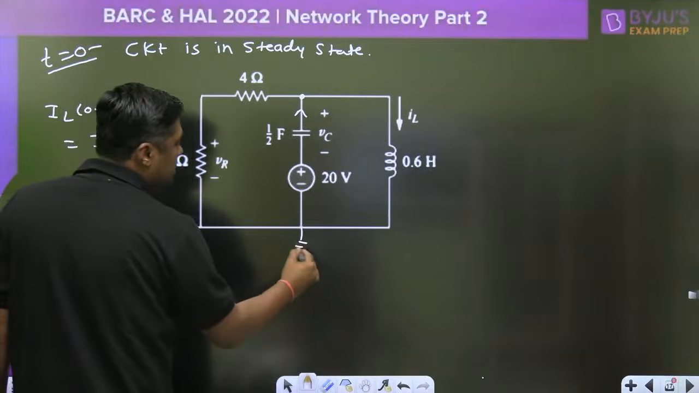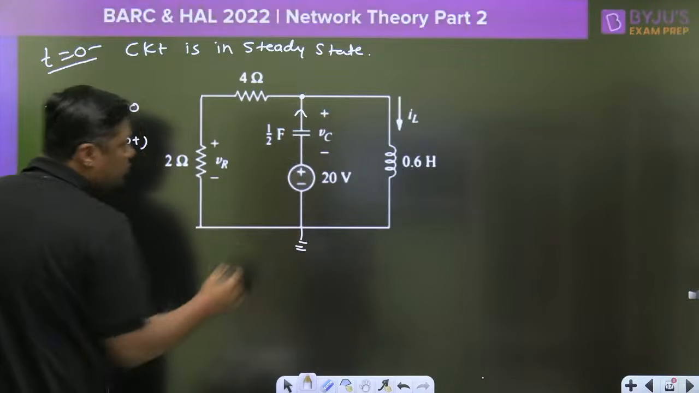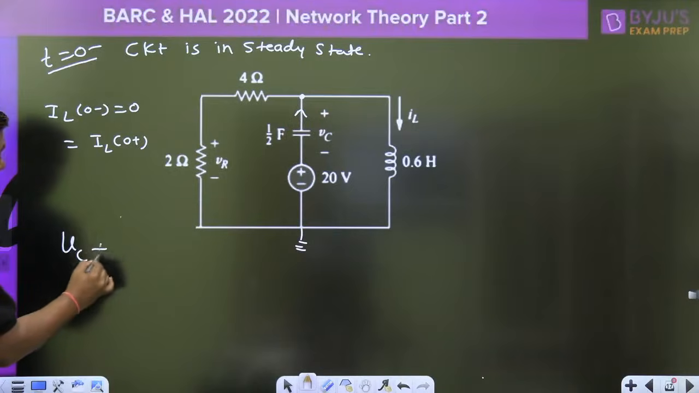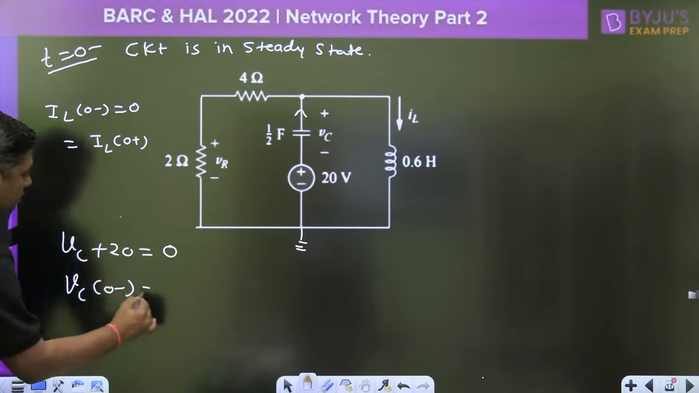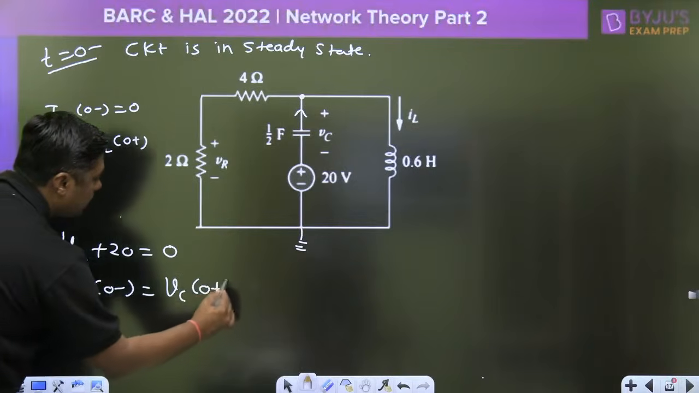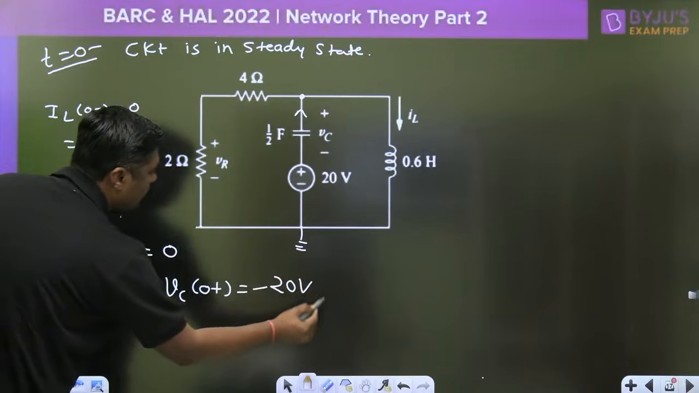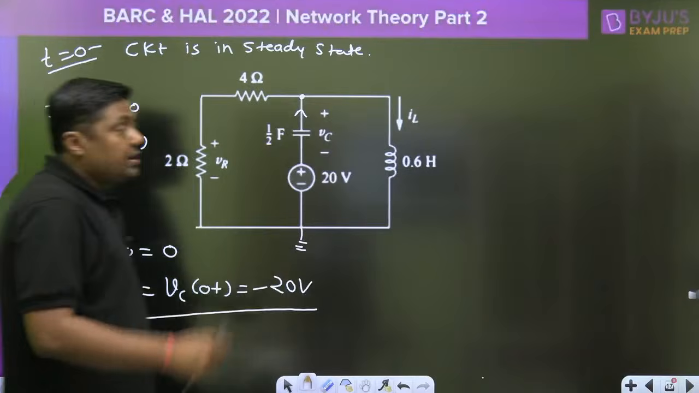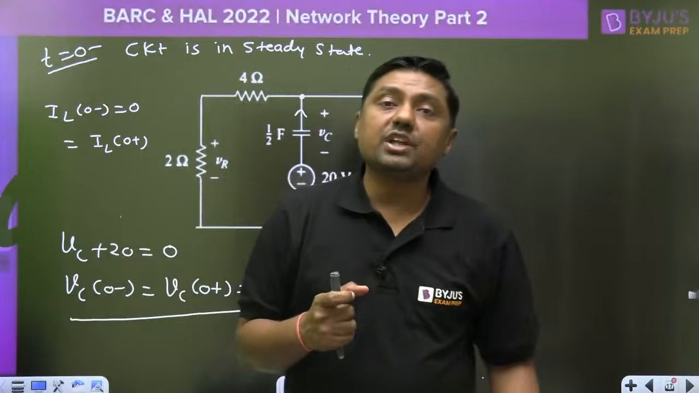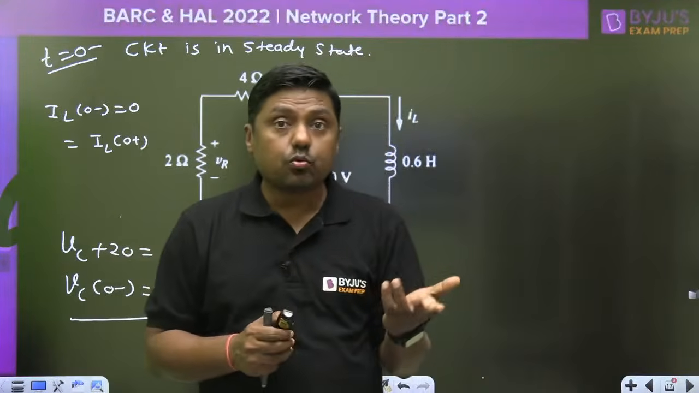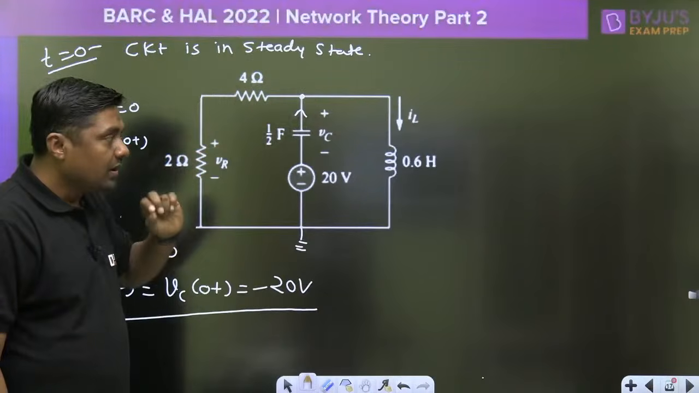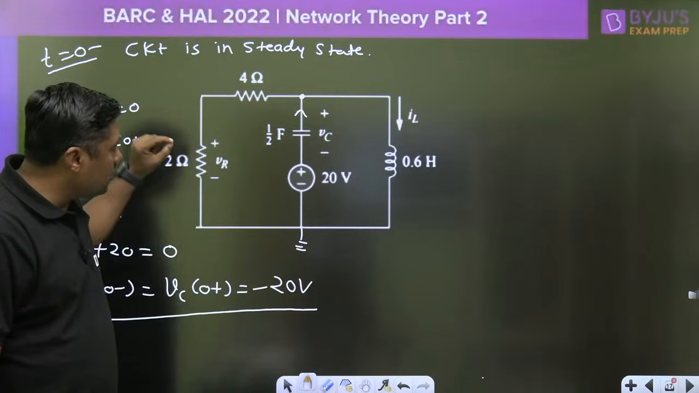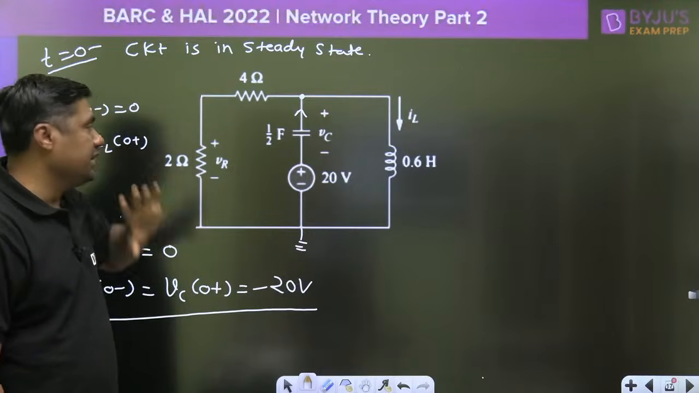Now this is the reference. Write down the KVL from this point to this point. Vc plus 20 is equal to 0. So Vc at 0 negative is equal to Vc at 0 positive is equal to minus 20 volt. The initial voltage across the capacitor is minus 20 volt. They may ask what is the answer? Minus 20 volt. What is the initial current through the inductor? 0. Now we have to calculate initial dVR/dt.